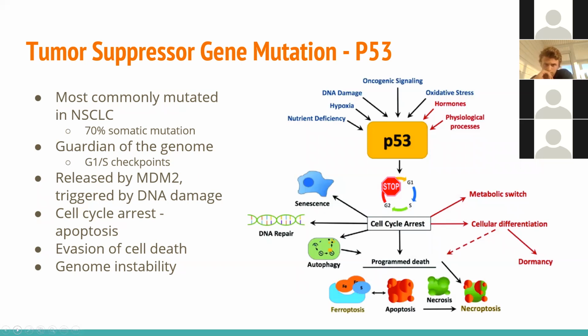Because the G1/S checkpoint is dependent on P53, a loss of this function will result in evasion of cell death and genome instability, two hallmarks of cancer.